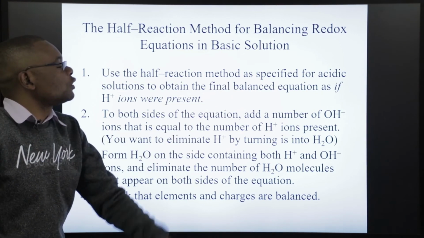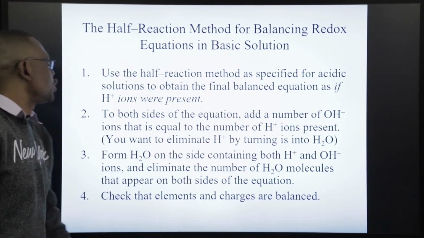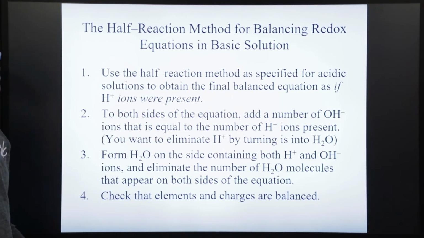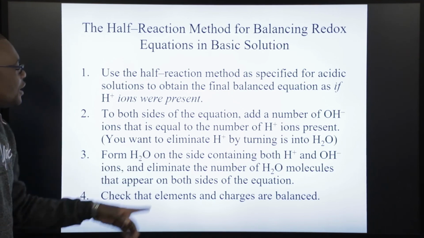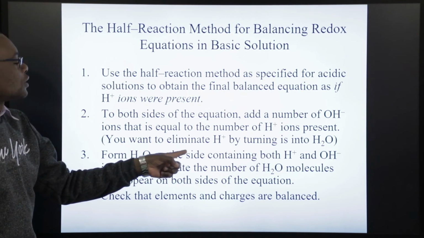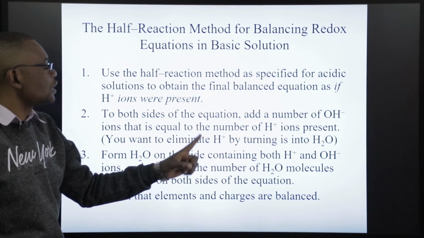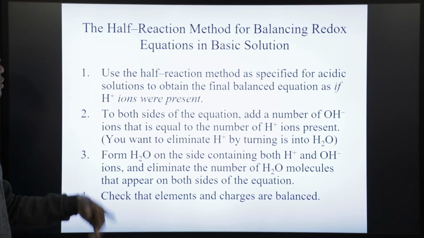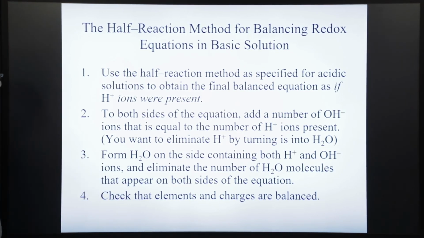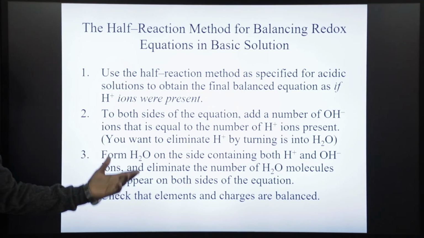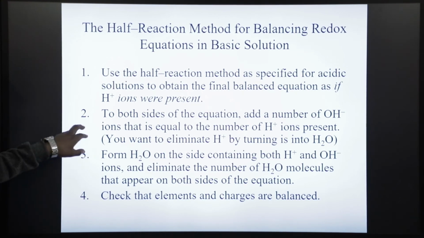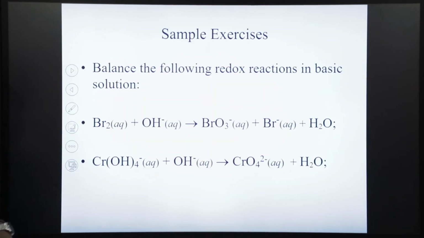So to both sides of the equation, add a number of OH- ions that is equal to the number of H+ ions present. You want to eliminate H+ by turning it into water. So form water on both sides containing both H+ and OH- ions, and eliminate the number of water molecules that appear on both sides of the equation, and then you check that the elements and charges are balanced. So let's take a look at an example which we can use to represent this phenomenon.